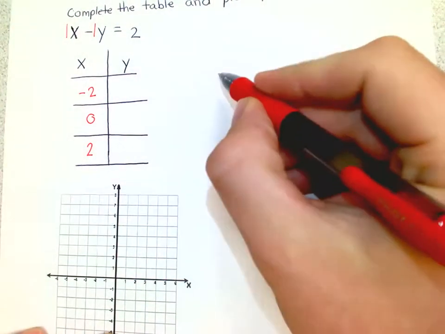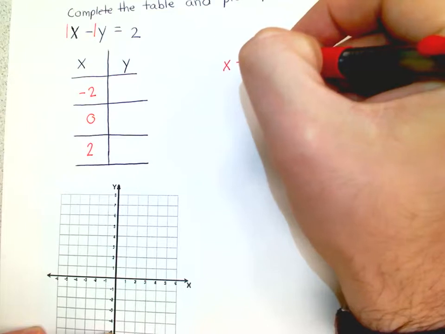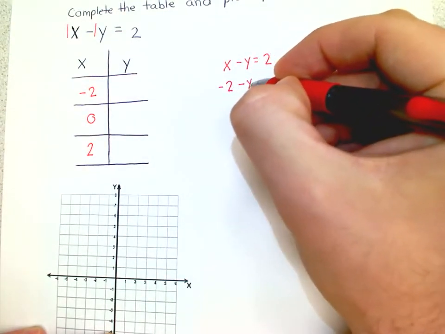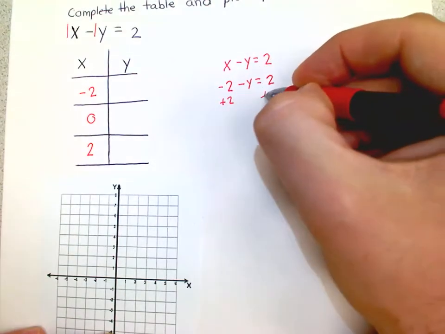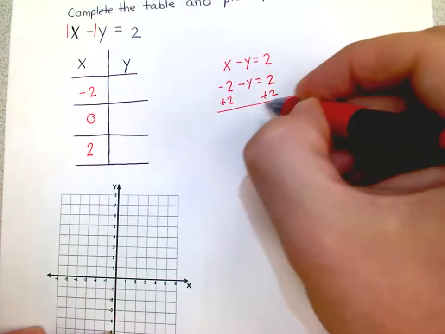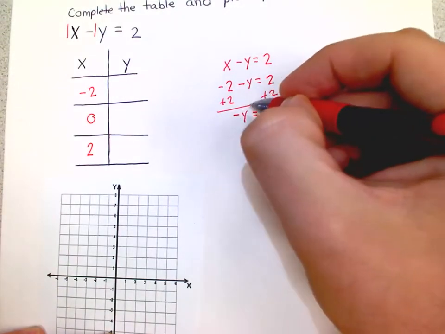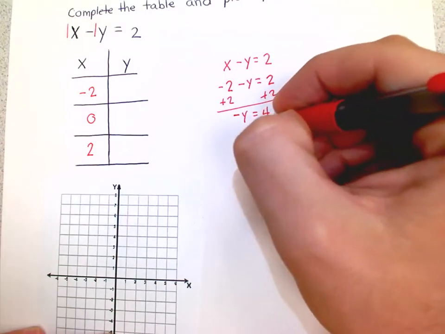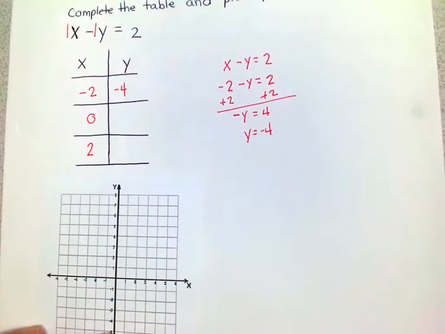So over here on the side, I'm going to do some scratch work. We have x minus y equals 2. We're going to plug a -2 in for x, leave y the same. We're going to solve for y by adding 2 on both sides. We do that, we have -y equals 4, and then to get rid of that -y, we just reverse the signs, have y equals -4. So -4 is that point.